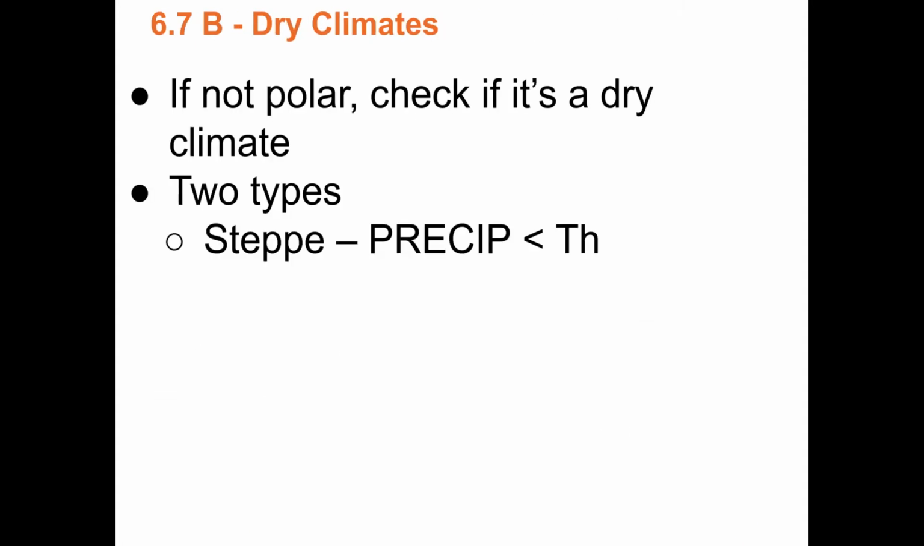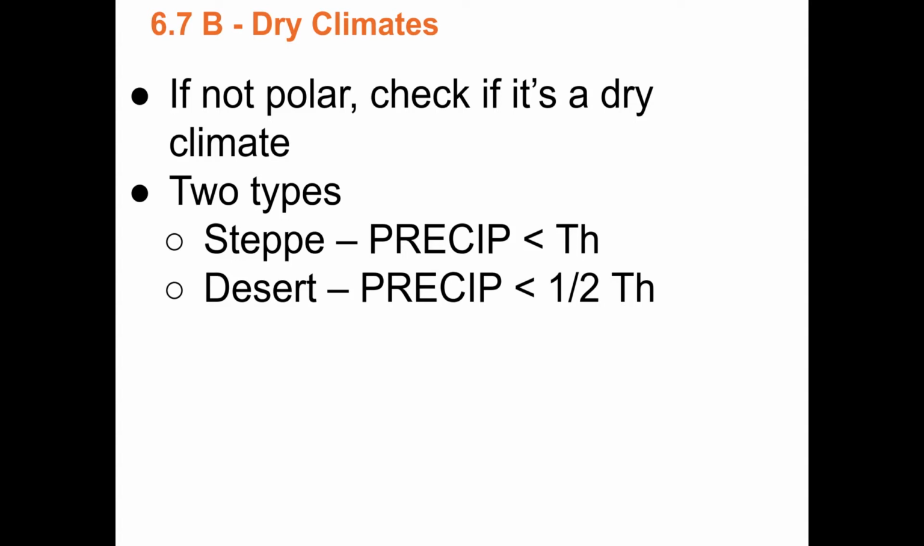So there's two main types. There's the steppe, where precip is less than the dryness factor, and desert, where precip is less than half of the dryness factor. So if you don't have enough water, it's a steppe. If you have less than half the water you need, it's a desert.